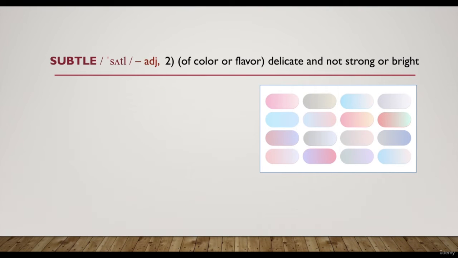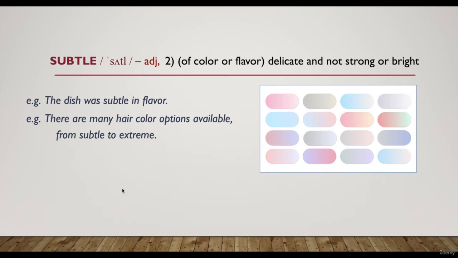The second meaning of the word subtle is delicate and not strong or bright. And this meaning is used particularly when we talk about colors or flavors. Flavors means tastes. So in this picture, for example, you can see that all the colors are subtle colors. They're not very strong, not very bright. They're very gentle and delicate. For instance, the dish was subtle in flavor. It didn't have a very strong taste.